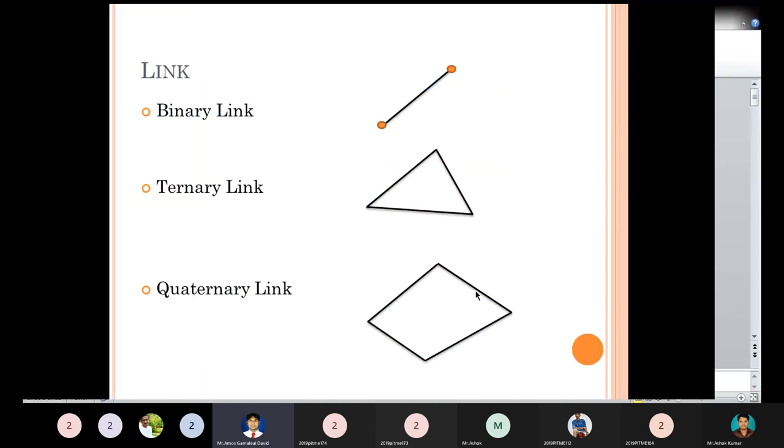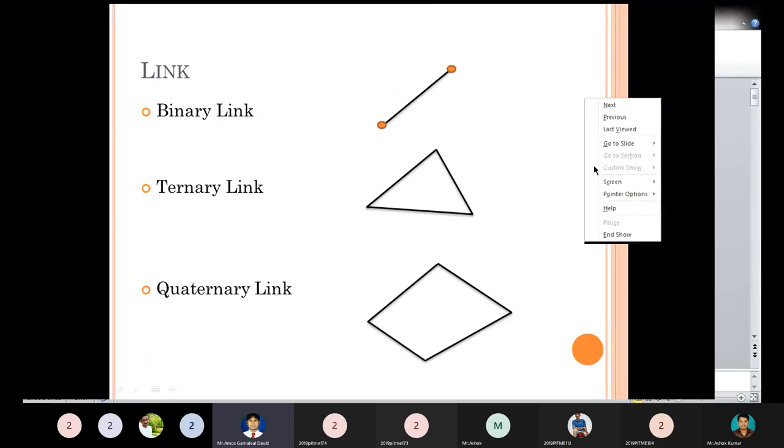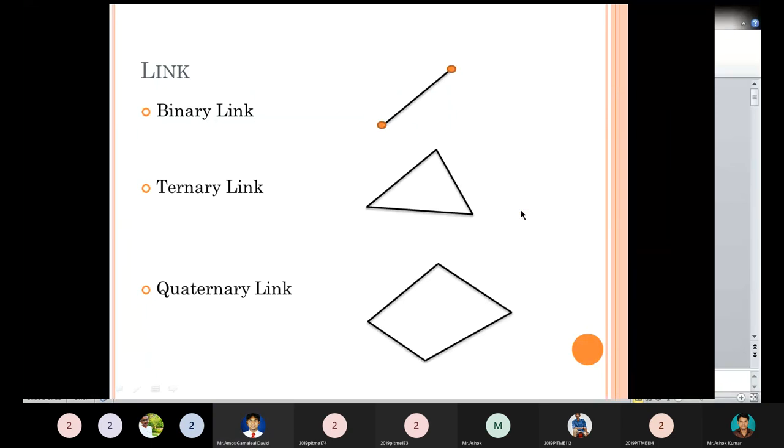So what is a link? As I said, a link is a basic element of any mechanism. Okay, now how does a binary link look? Just a line, a link with two ends. It's called a binary link. A link with two ends is called a binary link.